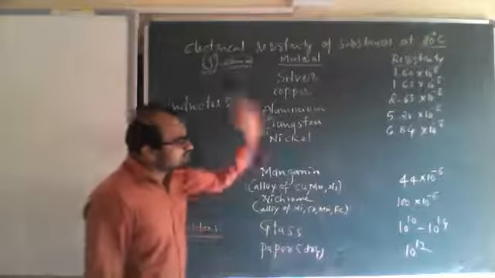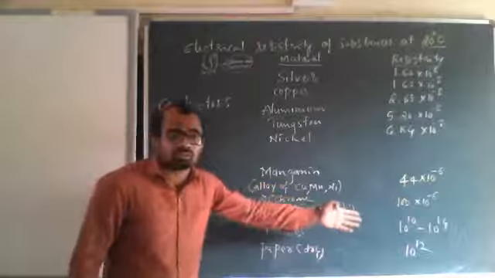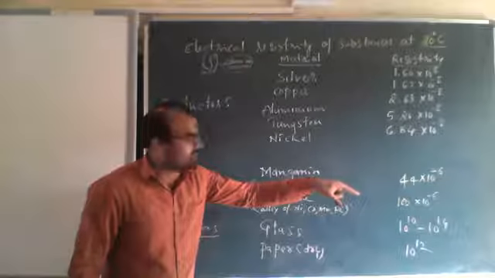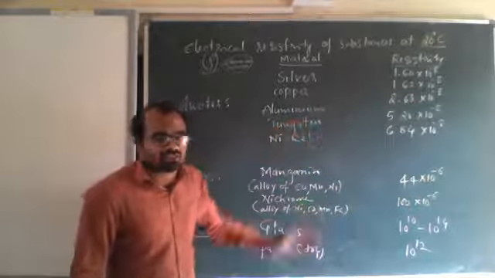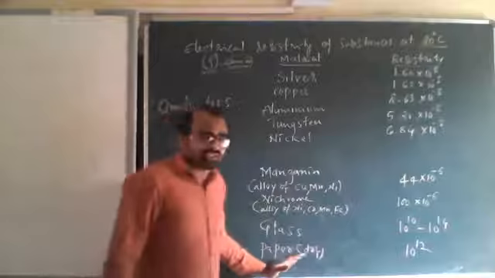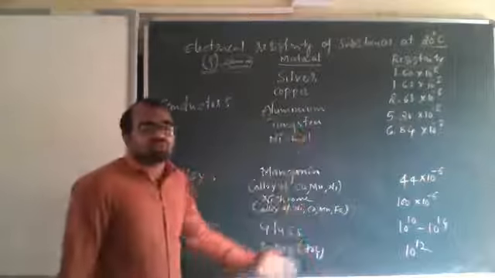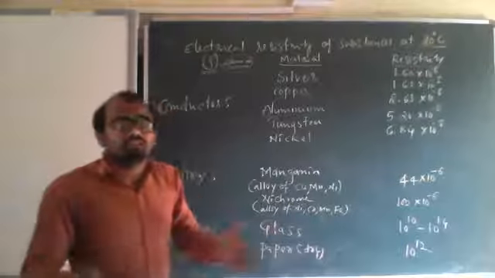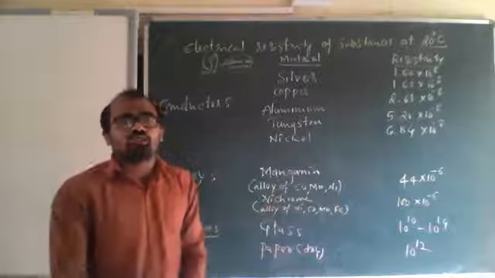It is highest order. This is plus 10 to the power 10. This is in the order of plus power, plus 10 and plus 14. Their minus power was very much less. This was too much high. And paper, that is dry paper, we have to take. That is 10 to the power 12. This is also too much high. Hence, the resistivity is too much high, which means they do not allow the electricity to pass through them.